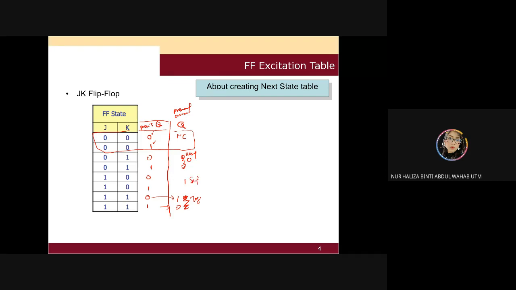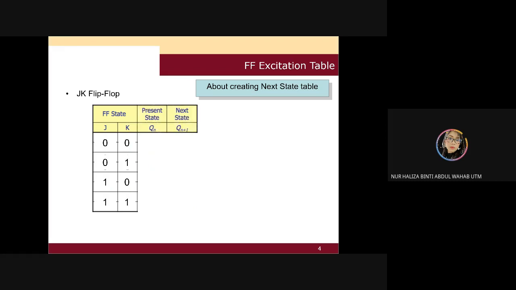Okay, this is the summarization, and this is the thing that you need to remember. Now, you need to have your present state here, and your next state is your Q n plus 1, next. Okay, this is the symbol for the next state.